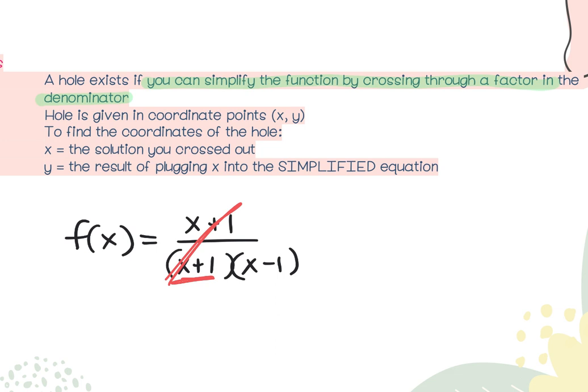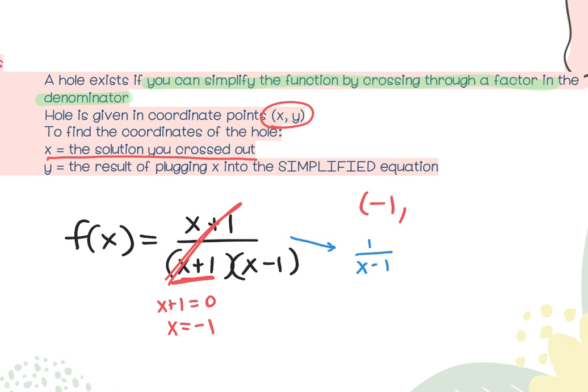And so in this case, to find the hole, it's going to be a coordinate point, so it's going to be an xy. We find what value of x would have been the solution to the one we crossed out. So if I said x plus 1 equal to 0, x would have equaled negative 1, and that's the x coordinate of my hole. And then I find the y by plugging it into the simplified version of my function. So this now becomes 1 over x minus 1. And I would plug in the negative 1. And my y would be negative 1/2.